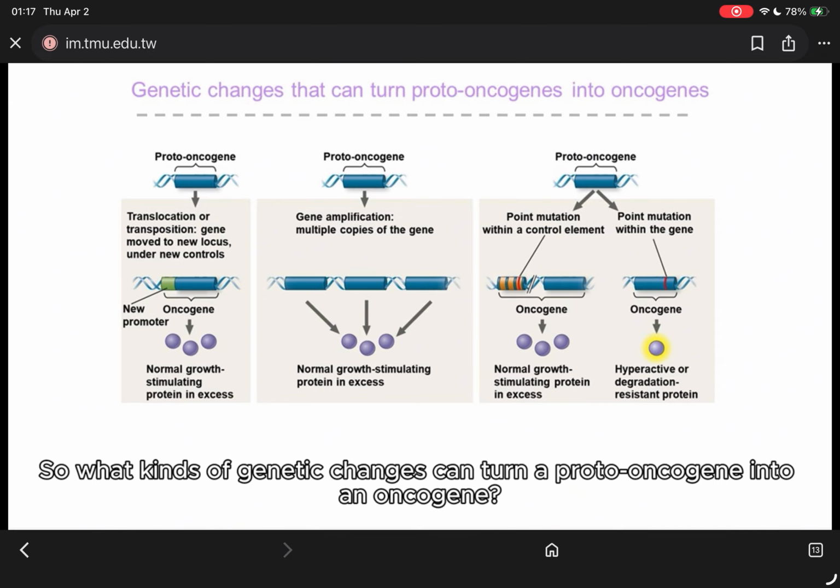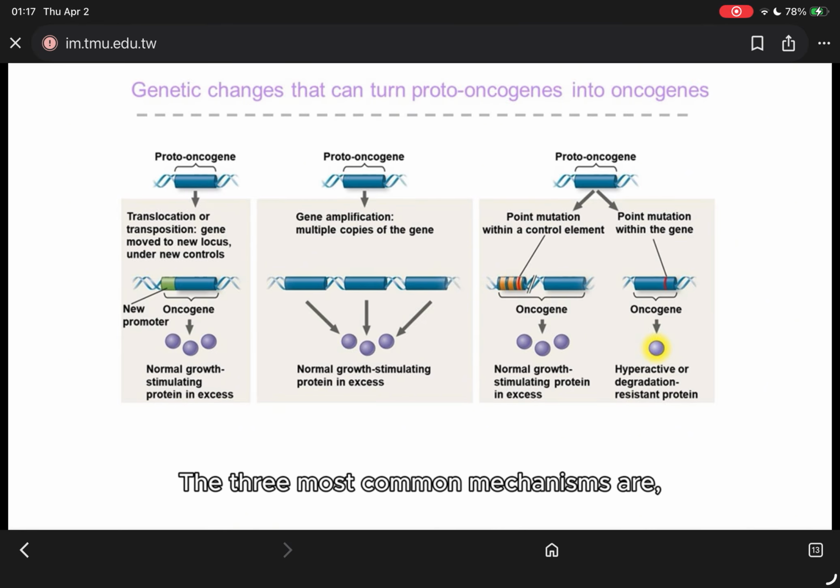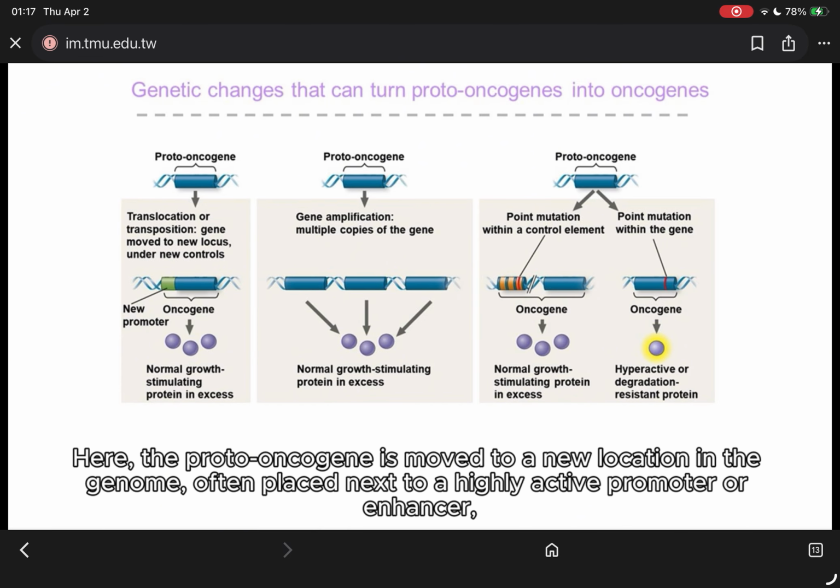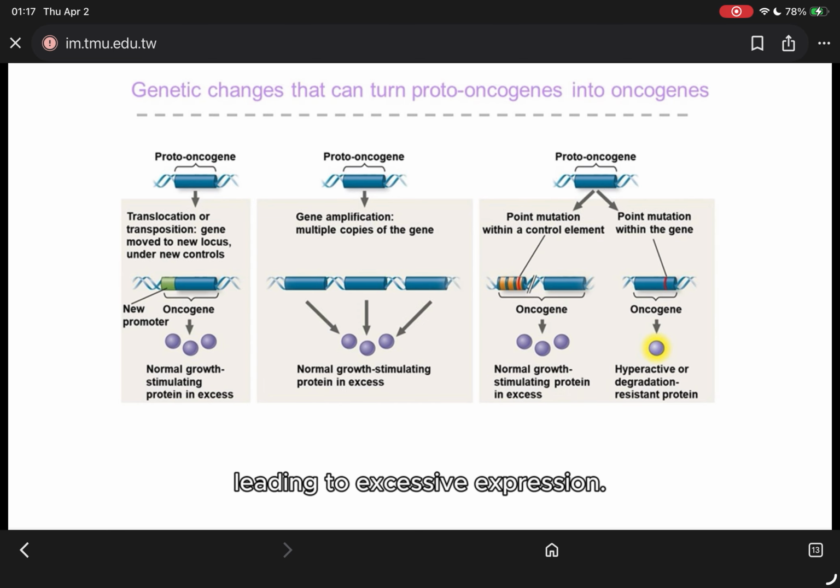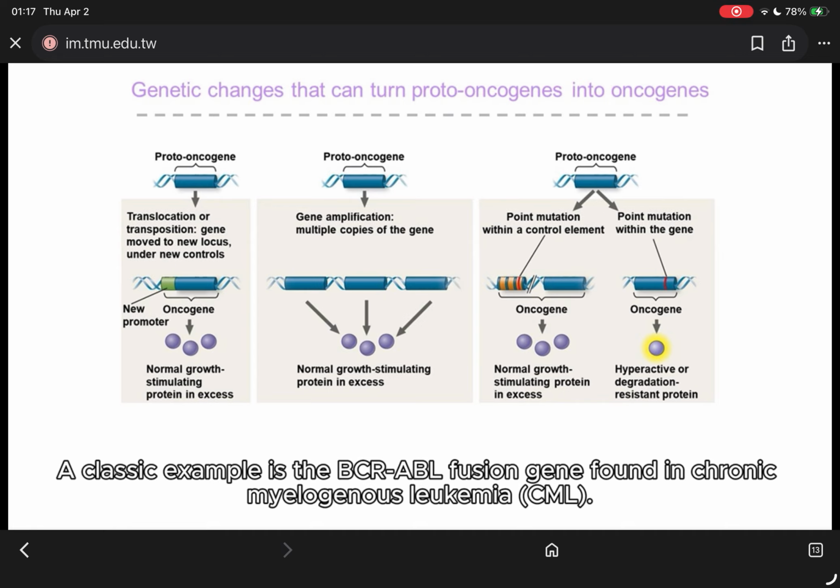So what kinds of genetic changes can turn a proto-oncogene into an oncogene? The three most common mechanisms are: 1. Gene translocation or chromosomal rearrangement. Here, the proto-oncogene is moved to a new location in the genome, often placed next to a highly active promoter or enhancer, leading to excessive expression. A classic example is the BCR-ABL fusion gene found in chronic myelogenous leukemia, CML.